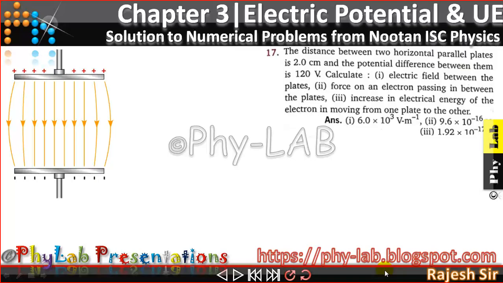Friends, in this video we are going to discuss numerical number 17 from chapter 3 of Newton ISC physics. The question says that we have been given two horizontal parallel plates and the distance between these two plates happens to be 2 centimeter. Now since it is in centimeter, that becomes 10 to the power of minus 2 meter.